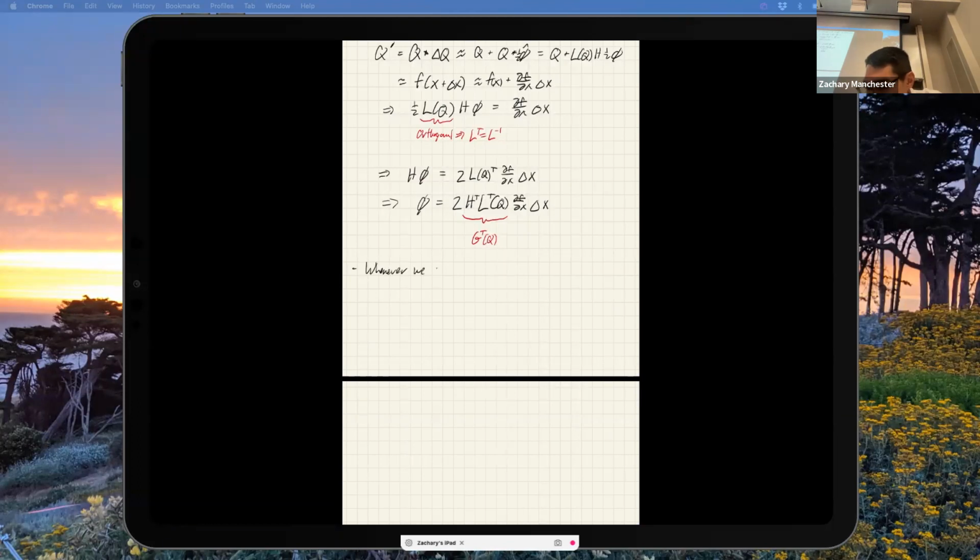Whenever we're turning output, take the standard Jacobian and left multiply by G transpose.